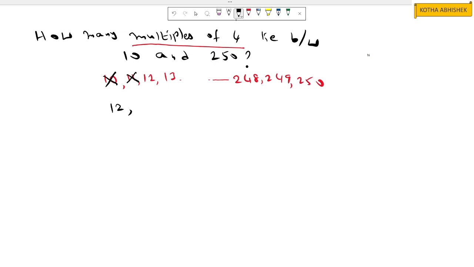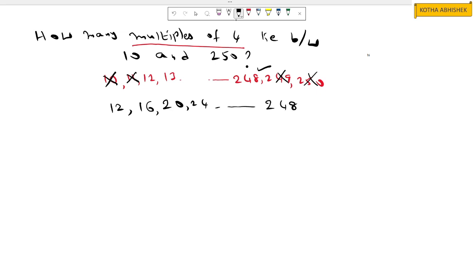Keep on adding 4. 12 plus 4, 16. The next number is 16. 16 plus 4, 20. 20 plus 4, 24, and so on. Then what is the last number? 250 won't come in the 4 table. 249 won't come in the 4 table. 248, yes, it comes. So the last number in this process is 248.